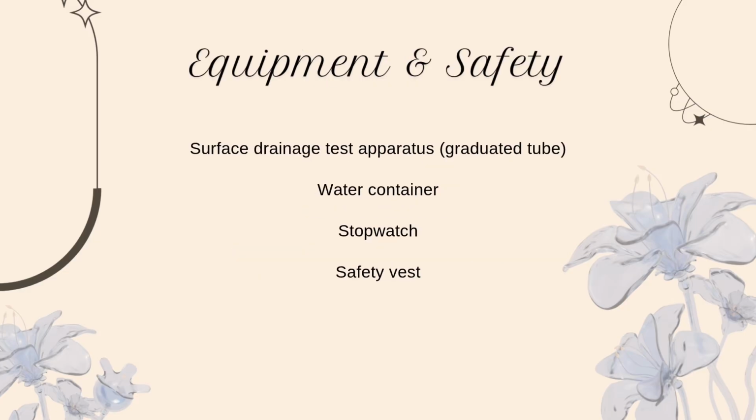The equipment used in this test includes a surface drainage test apparatus with a graduated transparent tube, a water container for filling the apparatus, and a stopwatch to measure the drainage time. During the experiment, safety precautions were followed at all times. We ensured that the test area was free from moving vehicles and pedestrians, wore appropriate footwear to prevent slipping, and handled the apparatus carefully throughout the testing process.